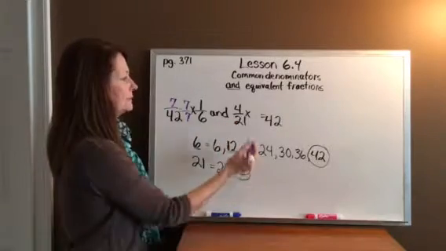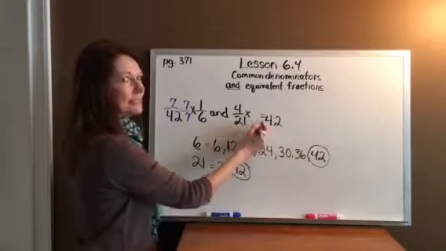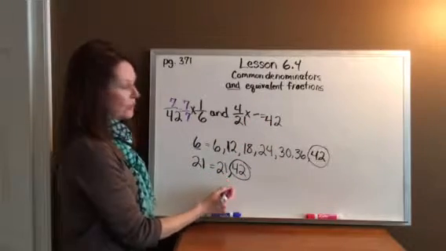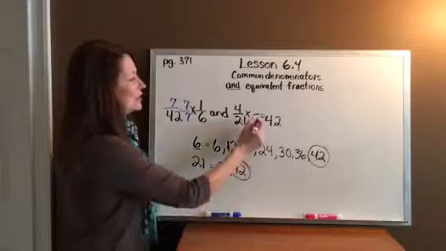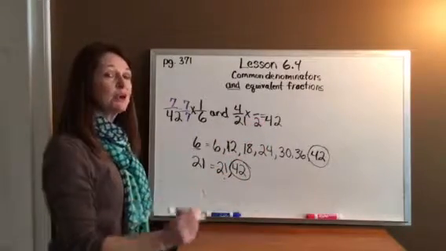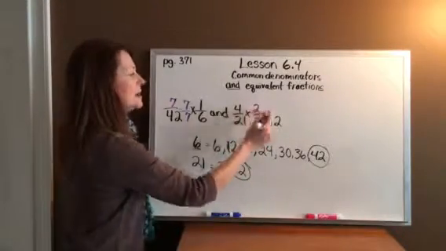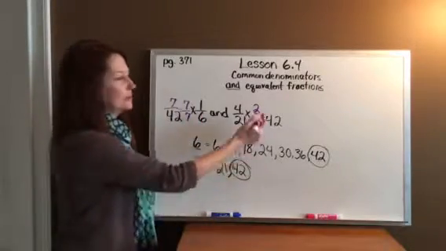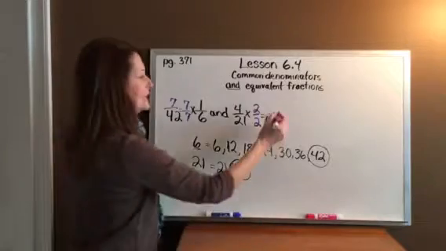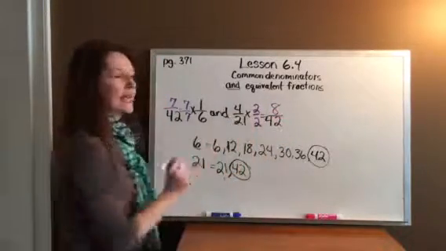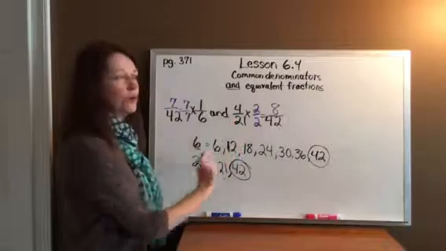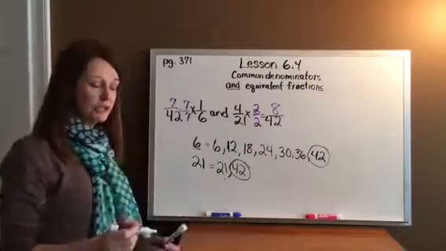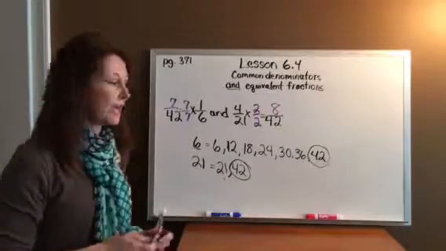Let's do the same thing over here. 21 times what gave me 42? 21 times 1, 21 times 2. So 2 will go on the bottom, 2 will also have to go on the top. Remember, whatever you do to the bottom, you must do to the top. What is 4 times 2? 8. So in this case, an equivalent fraction to 4 over 21 is 8 over 42. I told you I was going to show you two ways. This is the first way.